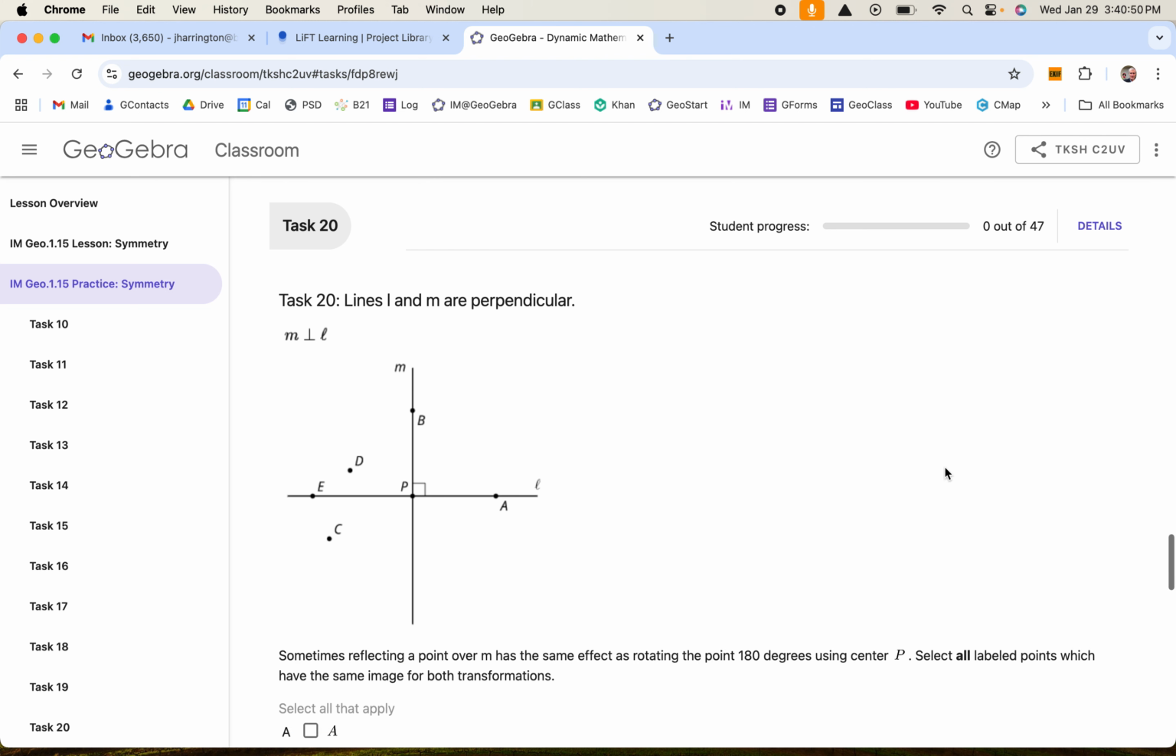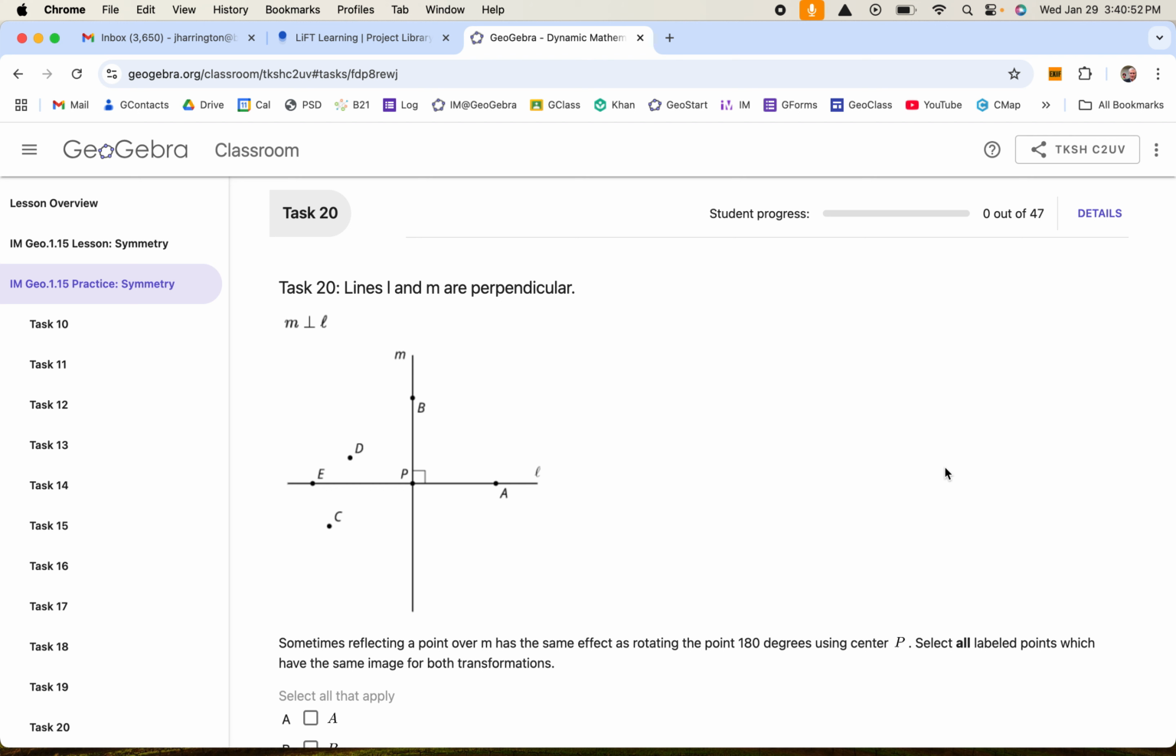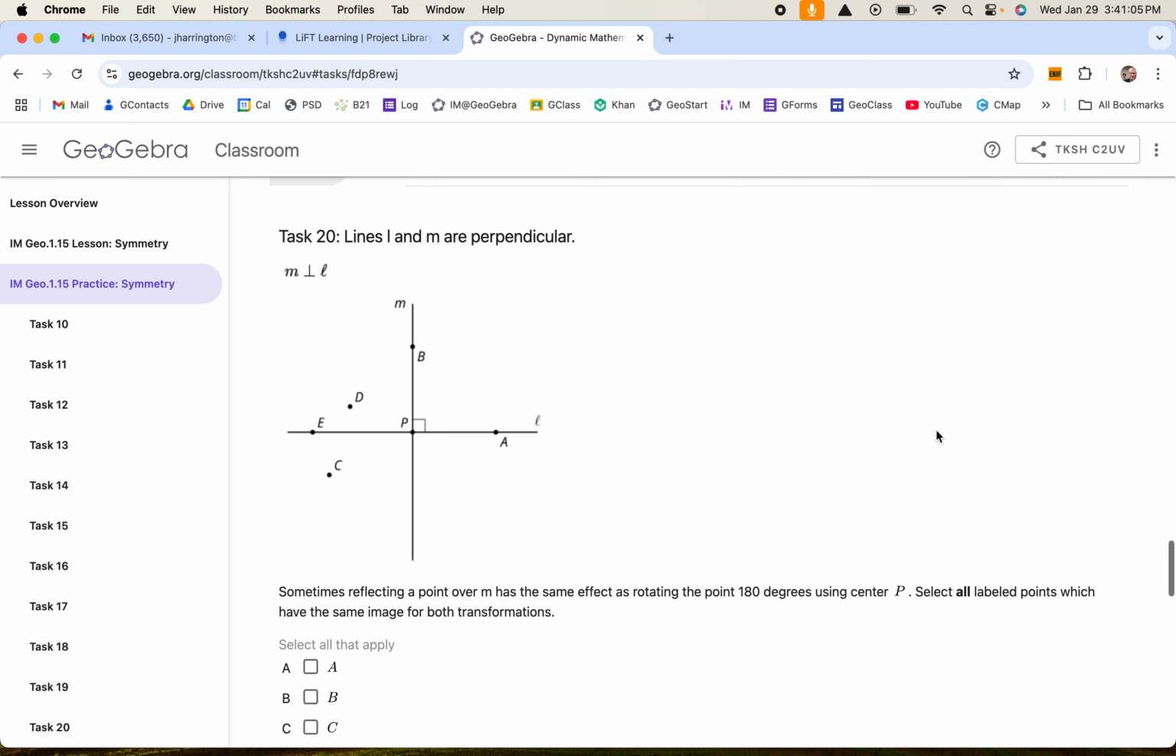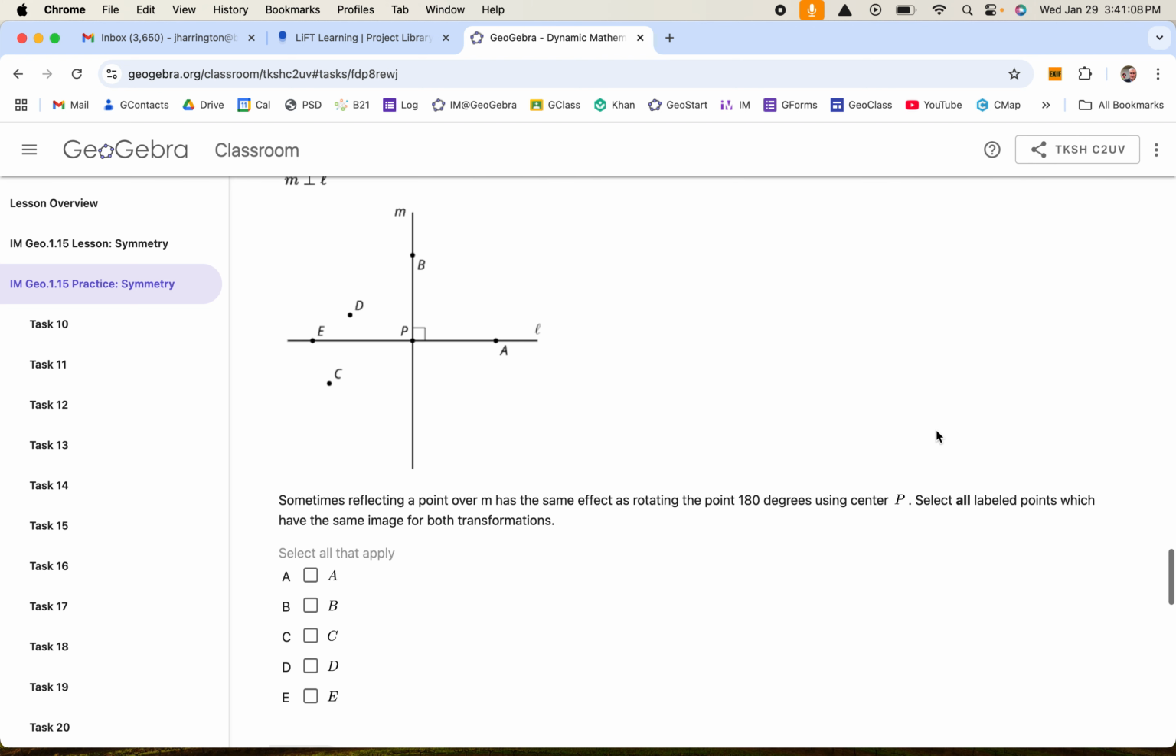All right, task 20. Lines L and M are perpendicular. That's what this little symbol down here says. M is perpendicular to L. Here is line L, and here is line M, up and down. That's the given information. Sometimes reflecting a point over M has the same effect as rotating the point 180 degrees using center P. So there's P, the pivot point. Select all labeled points which have the same image for both transformations.